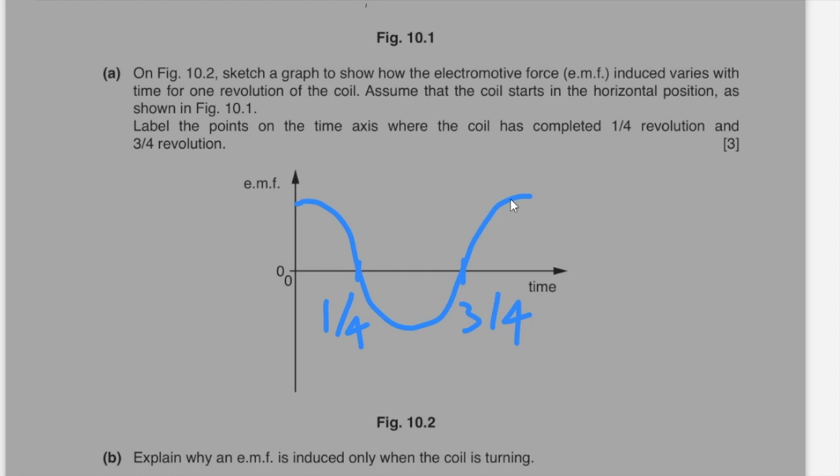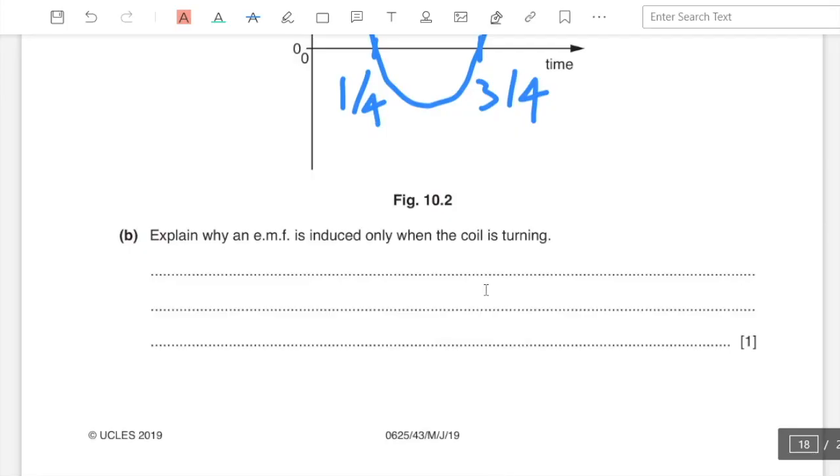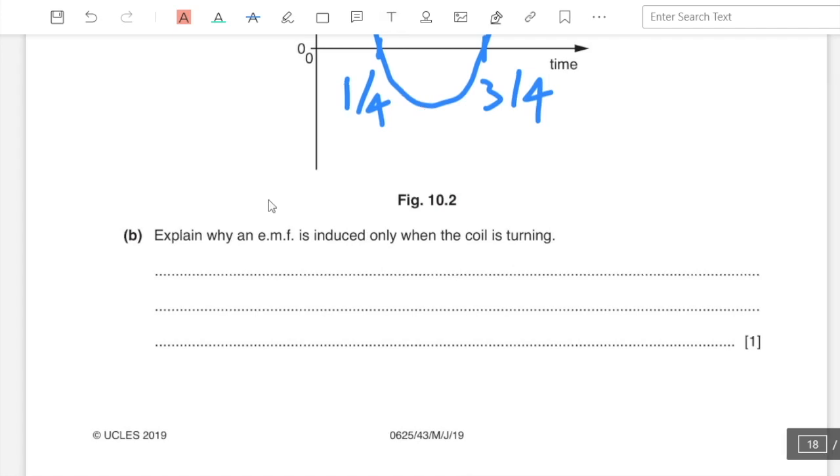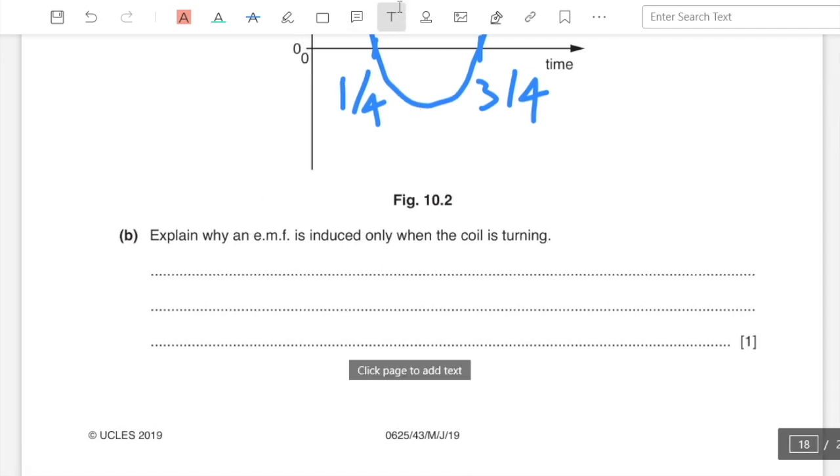B. Explain why an EMF is induced only when the coil is turning. Well, while turning, a coil cuts magnetic field lines, and so it induces EMF. That is the only case an EMF can be induced.